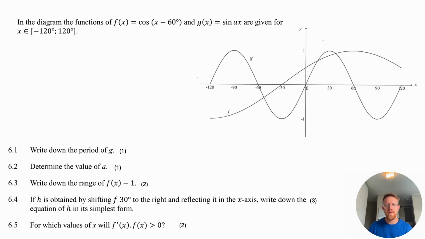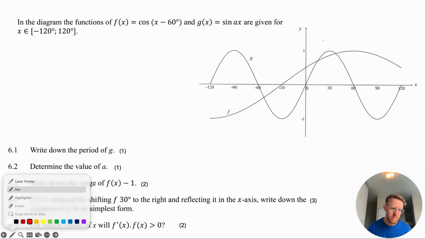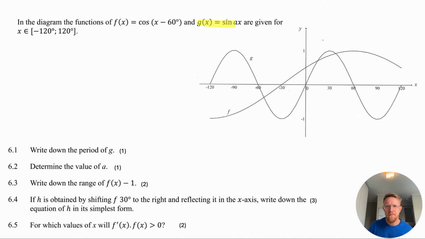In the diagram, the functions of f and g are given for between minus 120 and 20. So you can see we are between minus 120 and 20, and they've given us two equations. They've given us a cos graph and then a sin graph. The sin graph is going to be, because this one you can see has shifted, so find the graph that hasn't shifted, and that would be this one here. Okay, so that is our sin graph. And then the other one would be the cos graph.